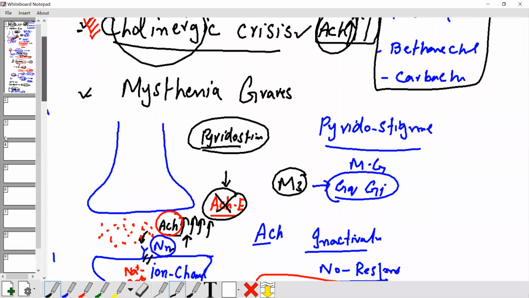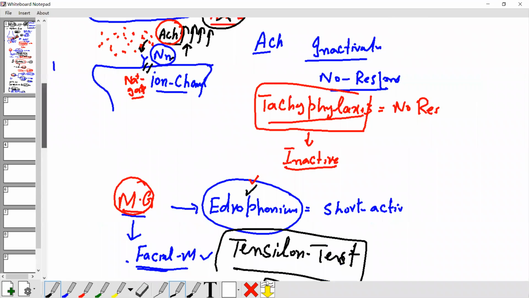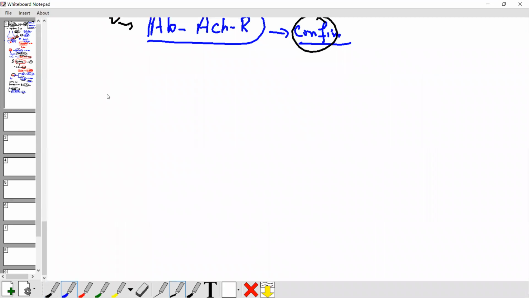What are the remaining drugs? Next drug, rivastigmine.